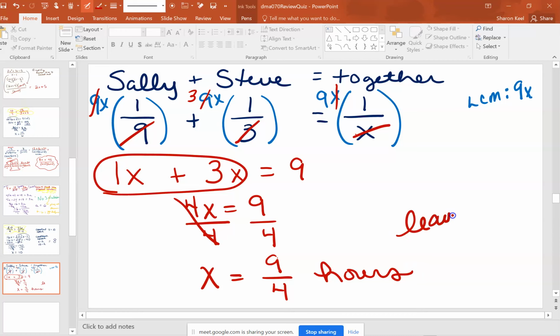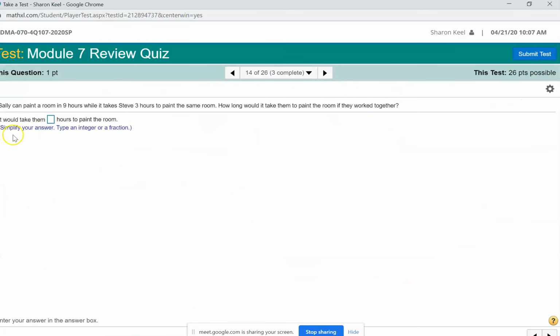If you'll notice in the problem, I'll go back to it, they want you to leave it as a fraction. Don't choose a number or a decimal. I know it looks odd to talk about time as a fraction, but just leave it in that format. Because here it says type an integer or a fraction. So integer would be if it simplified to a whole number, which it does not, or just a fraction, and in this case, it's an improper fraction.